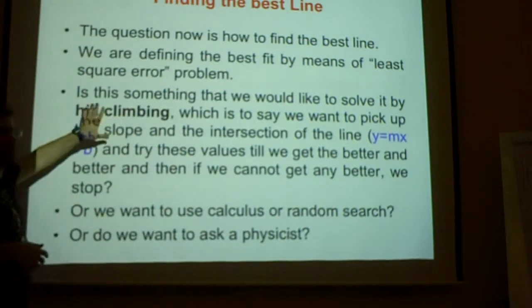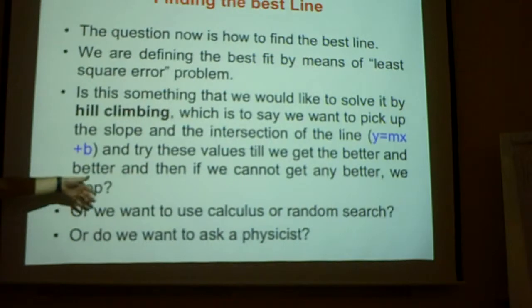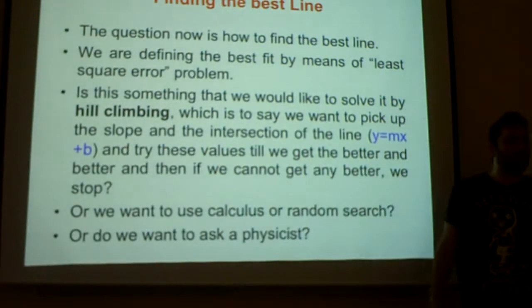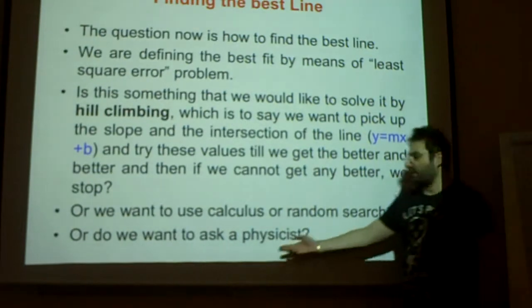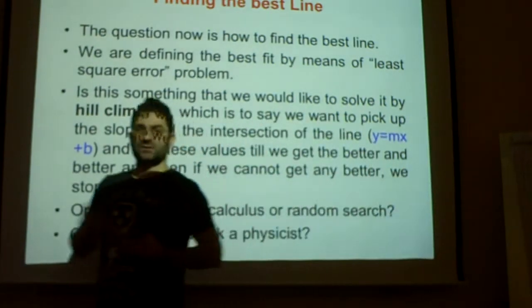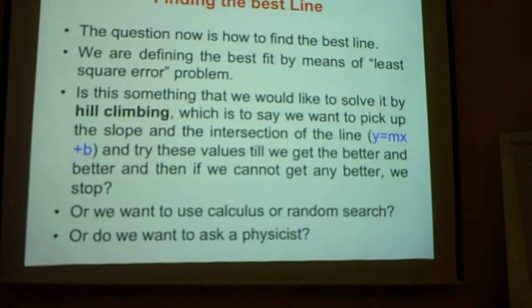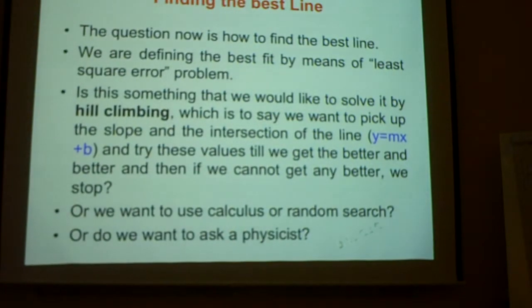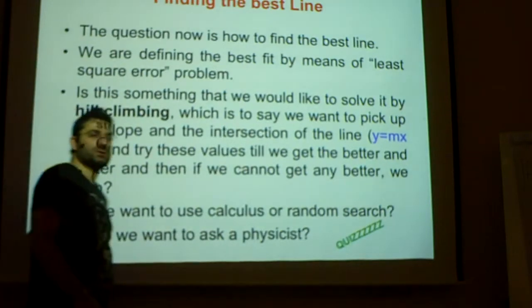This is one way. Another way is that we use calculus or a random search to do it. Or we talk with the physicists, because we know that they can handle these methods very well. So we have 4 approaches. Now, the quiz here is, which method do we choose?